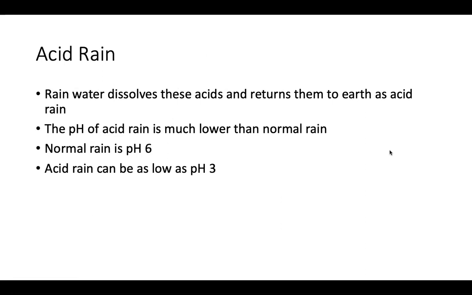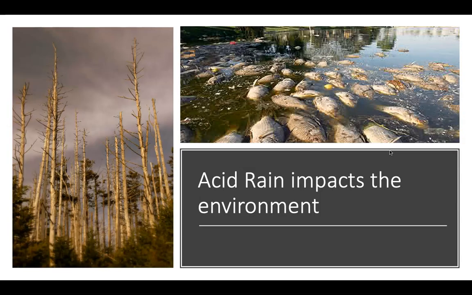Now, acid rain is rainwater that has dissolved those acids. It's absorbed those oxides in the air, those gases, and turned them into acids. So as they return to Earth, they fall as rainwater that has a higher level of acidity than normal rainwater. So the pH of acid rain is generally much lower than normal rain. Normal rain has a pH of about 6, whereas acid rain can be as low as a pH of 3. If you can imagine in really extreme circumstances, a really acidic rainfall might have some really drastic effects, particularly on the environment.